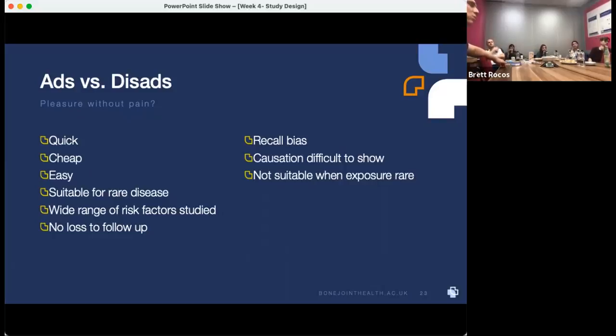You can't really show causation unless it's something blindingly obvious, like everybody you speak to went to a certain football match or something. Football's really featured today, isn't it? Do you know what I mean? So causation is really hard, and it's not always suitable when the exposure is rare.